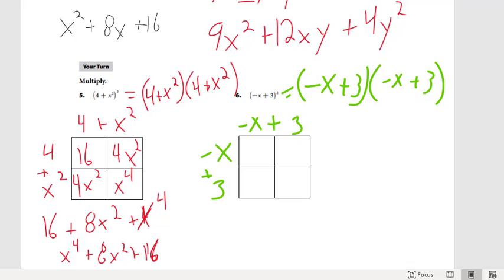All right, and the second one, we got it lined up. Negative x times negative x, negatives become positive, and this becomes x squared. Negative 3x, negative 3x, and 9. So x squared minus 6x plus 9.